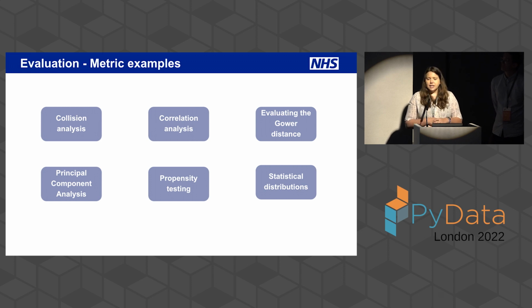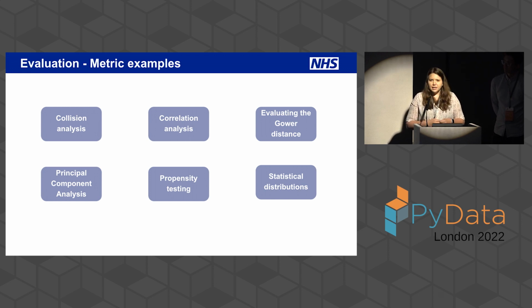We also have correlation analysis. So we look at how different fields within each of the data sets are correlating. So make sure that, for example, if you wanted a high-quality data set, that the correlations are very similar between fields and variables in each data set. We look at the Gower distance. So we look at evaluating the Gower distance, and that's looking at how similar the data sets are.